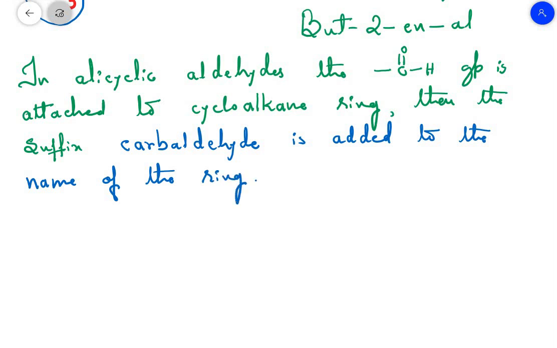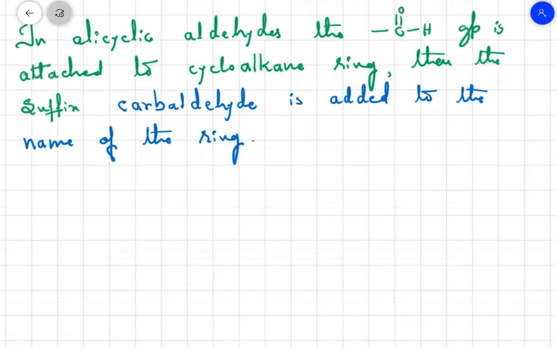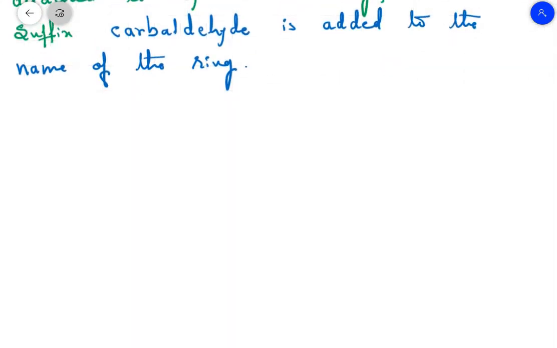Here we have two examples. Let us see those two examples now. Now this is the cycloalkane which is called cyclobutane, and if it is having C double bond O and H, then the name of this compound is called cyclobutane carbaldehyde.